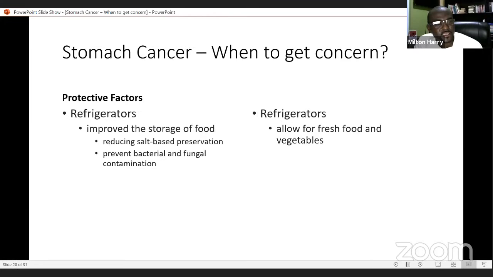Refrigeration, right? The invention of refrigerators was one of the big things that was shown to decrease the worldwide incidence of stomach cancer. Not only does it decrease the use of these salt-preserved foods, but it also prevents spoilage. So less bacterially and fungally contaminated food can now be had. And it has also allowed fresh foods and vegetables to be readily available for us to consume.